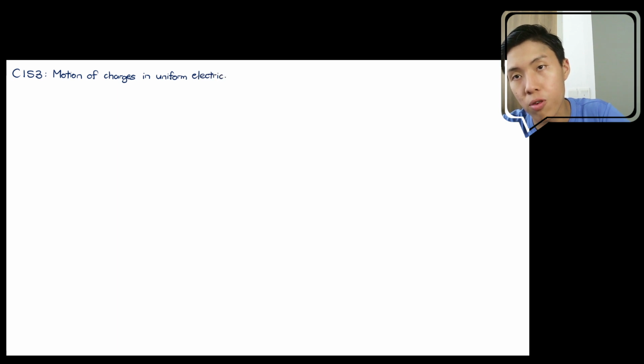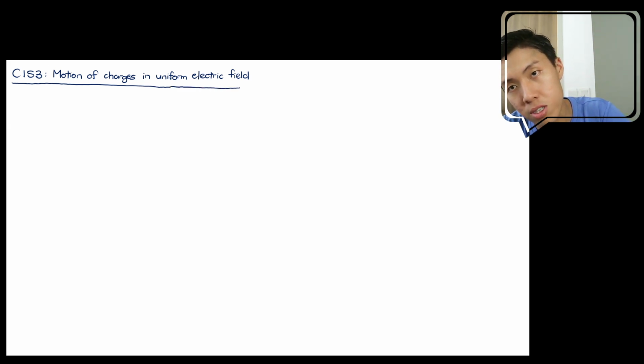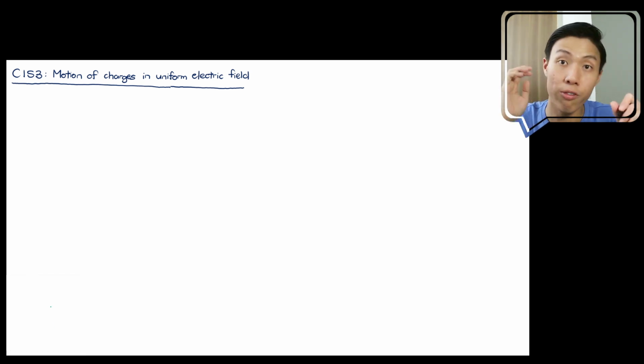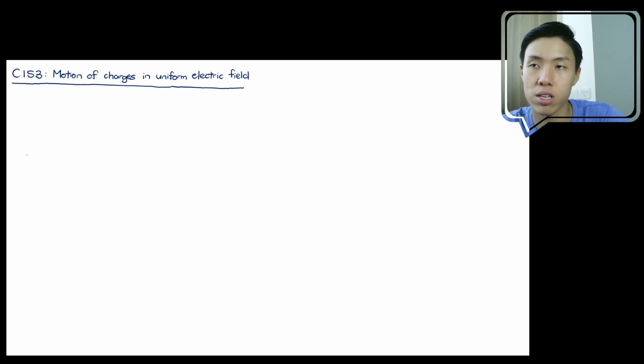But before we really talk about how charges move in the uniform electric field, probably we should give some time to study, to have a clear understanding on uniform electric field. We need to have an idea what is uniform electric field first. So we are going to start today's topic by talking about uniform electric field first. I know we have learned about electric field, but right now we are going to talk about uniform electric field.